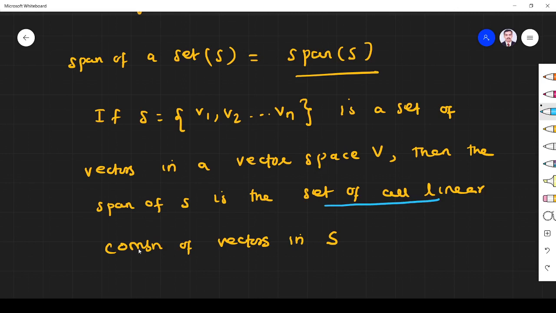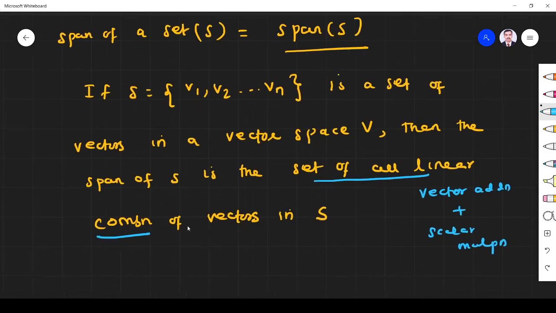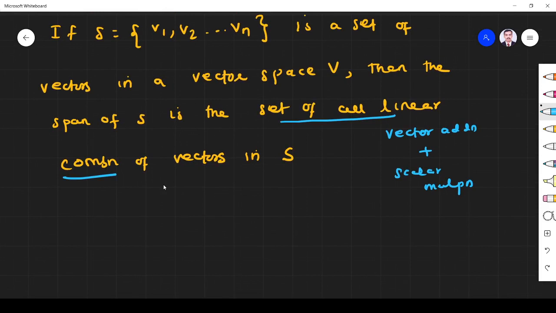So whenever we say linear combination, it means vector addition and scalar multiplication. That we must remember, because in the vector space itself, as we studied, it involves two operations. So linearity means it should have vector addition and scalar multiplication, right? For example, what are the things?